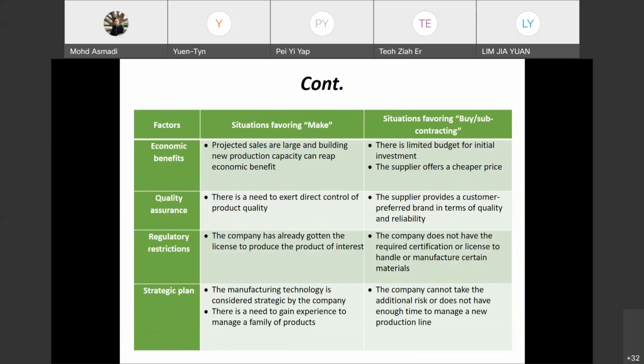And this one is in terms of economics, quality, regulatory restrictions, and strategic plans. So this one you can compare. If you look at page 570, it is Table 90.1.